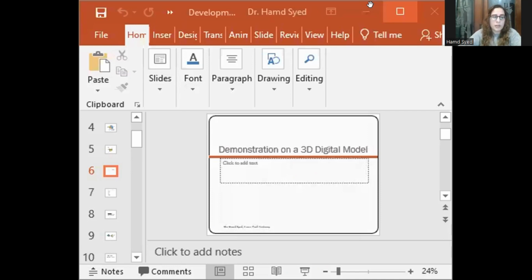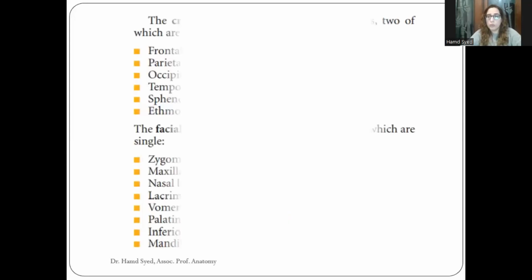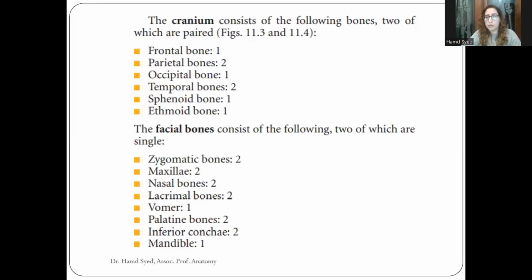So coming back to our PowerPoint slides, let's just summarize what I've just shown you in that three-dimensional model of the skull. This is a summary of the bones, which you can see a total of 8 bones which are present in the neurocranium. And then you can see the facial bones, which are a total of 14 bones in the viscerocranium, right?